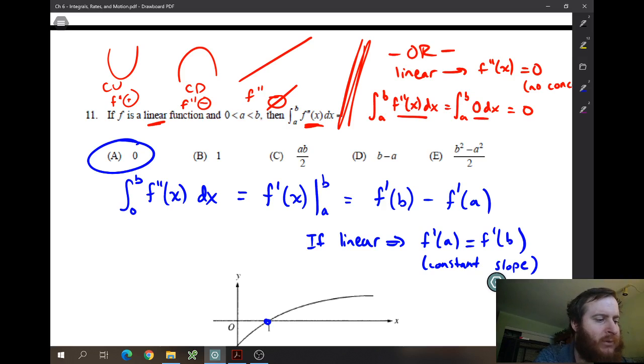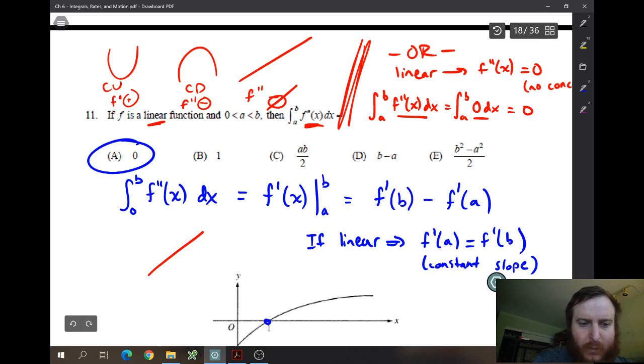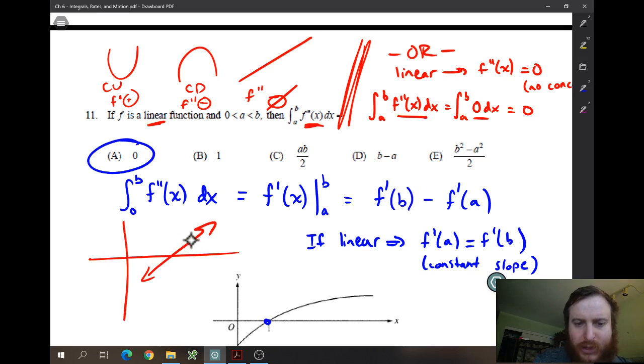The other way we could have thought about it is the integral of f double prime will be f prime. So we get f prime of b minus f prime of a. These are the slopes, the slope at b minus the slope at a. And for a linear line, we have constant slope, so it doesn't matter, the slope is always the same. So they're equal, and something that's equal to each other when we subtract will be 0.